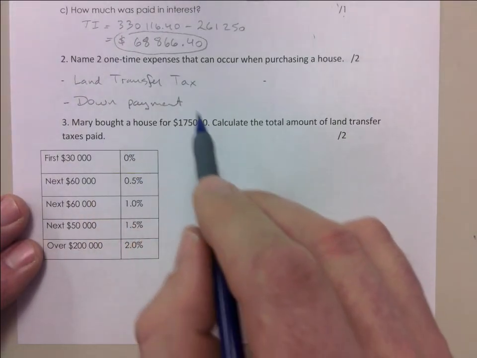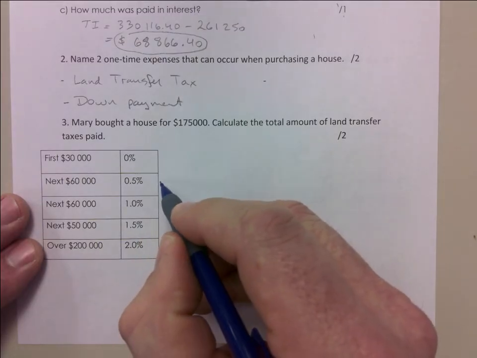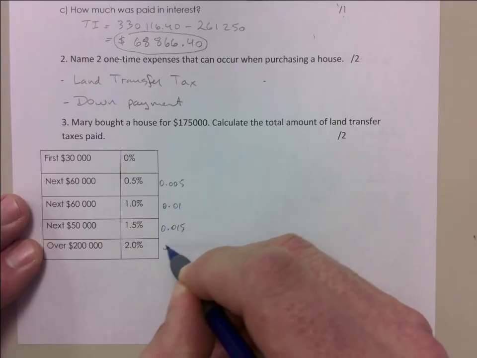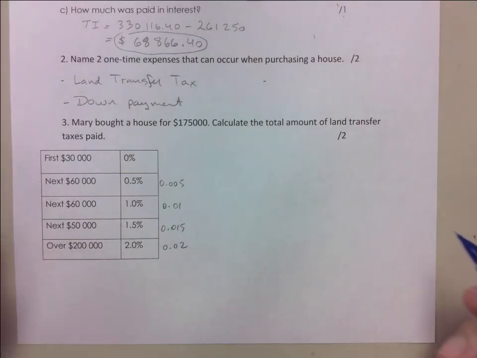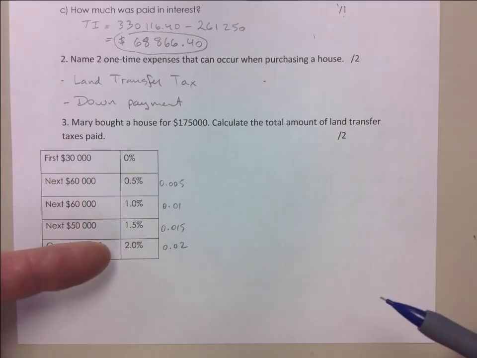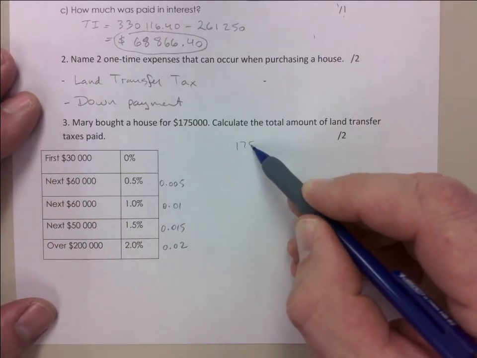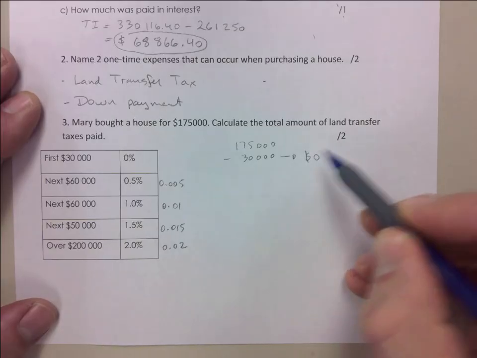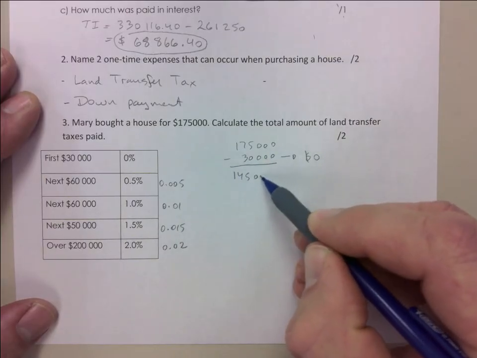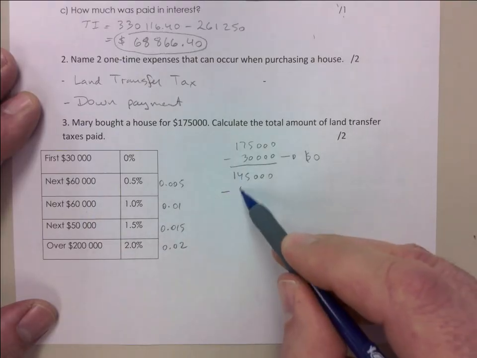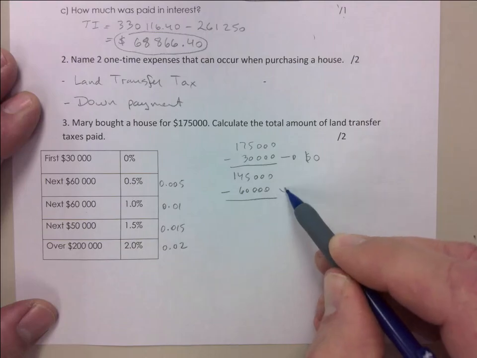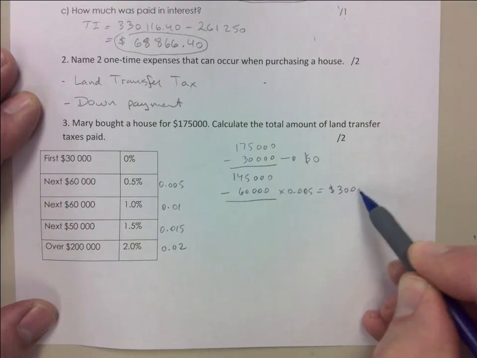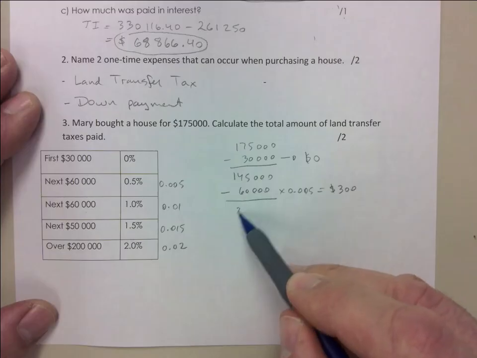Next, we've got our land transfer tax, and real quick, this is what these are as a decimal. Those are the decimals, converting the percentage to decimals. In this case, it's 175. I subtract 30,000, and I know I'm not paying anything on it. I'm left with 145. The next amount is 60,000. I pay full, 0.005 on it, so that's $300 that I would pay on that. If you subtract, you end up with 85,000.